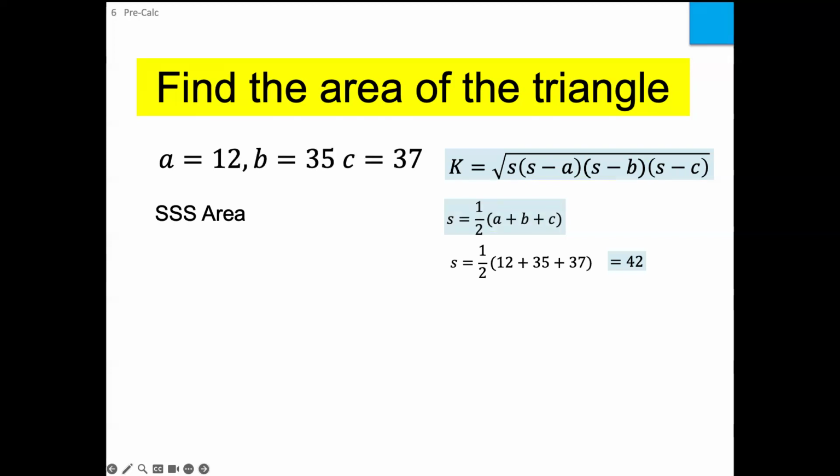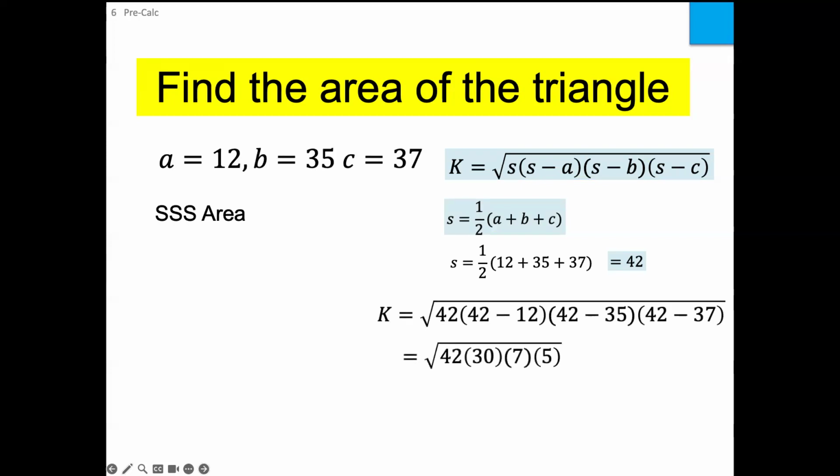42 minus 35, which is 7. 42 minus 37, which is, did I say 7 or 5? 7, okay. And then the last one's a 5. Yeah, thank God for God first. Do you agree you get a number?